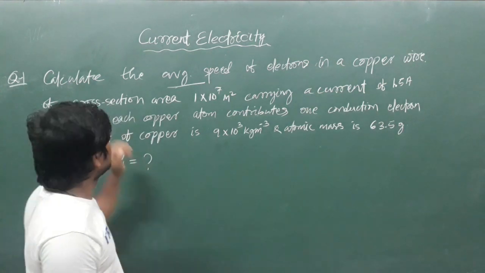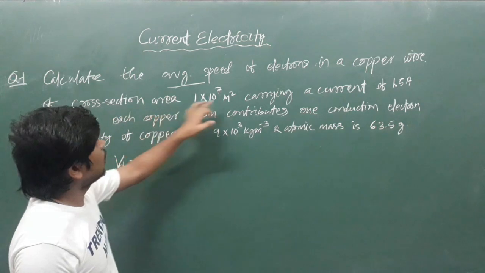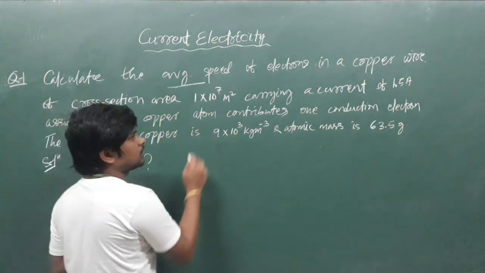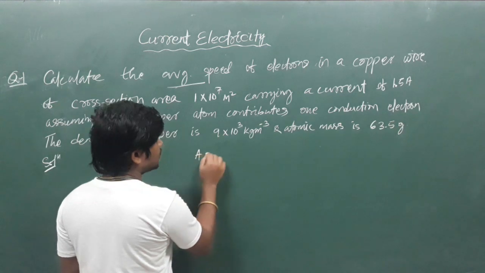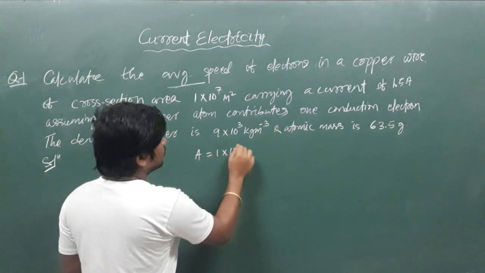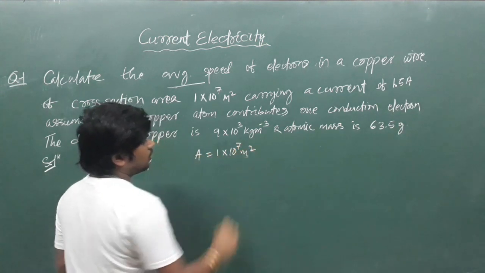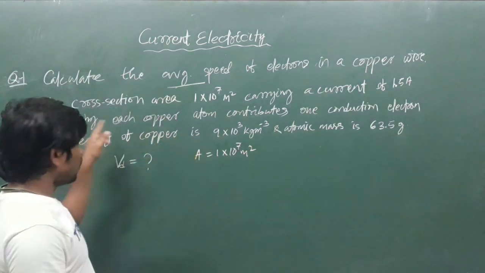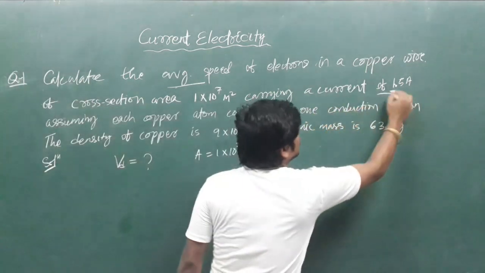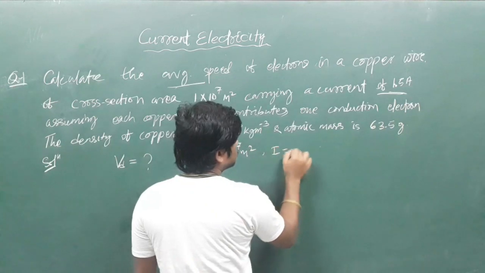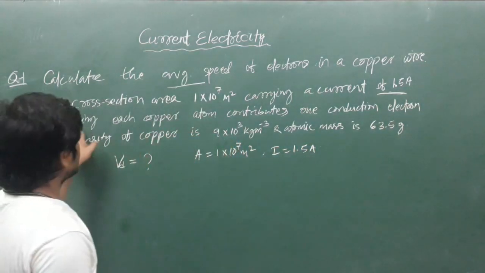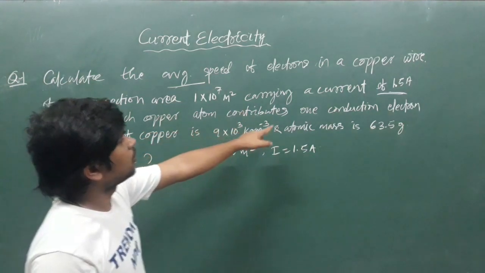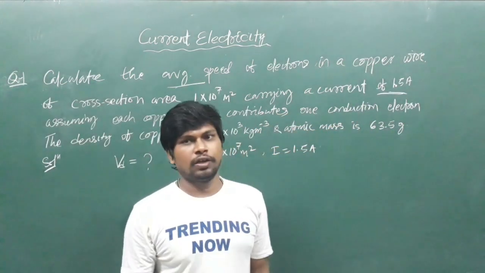What have they given? They have given the cross sectional area of the conductor, that is 1 into 10 to the power 7 meter square. Current is how much? 1.5 ampere. I equals 1.5 ampere. Then what have they given? Assuming each of the copper atom contributes 1 conduction electron.